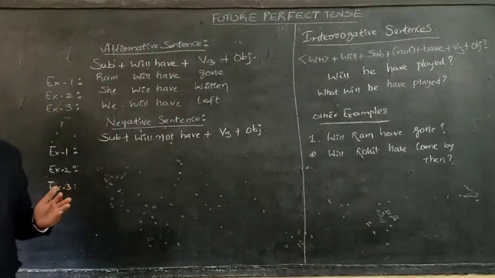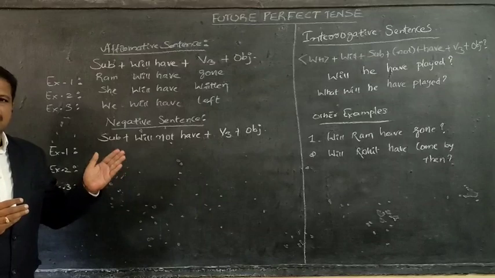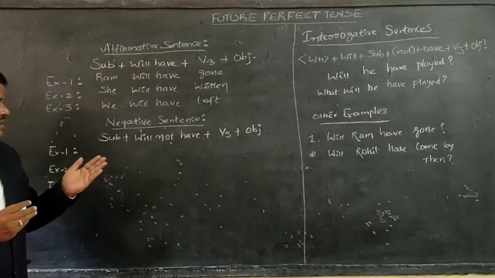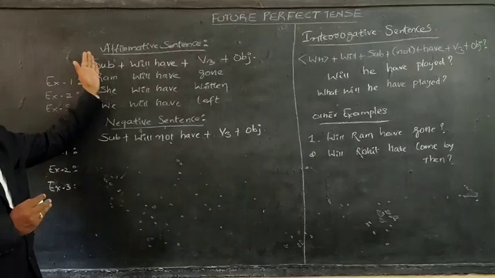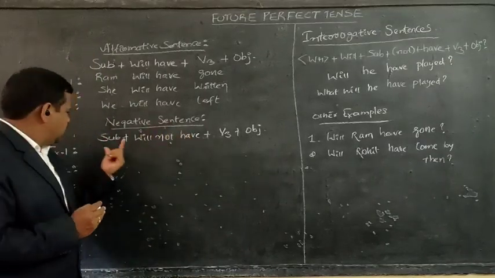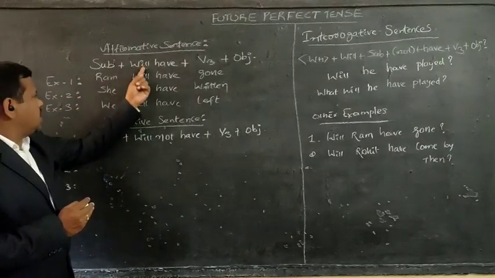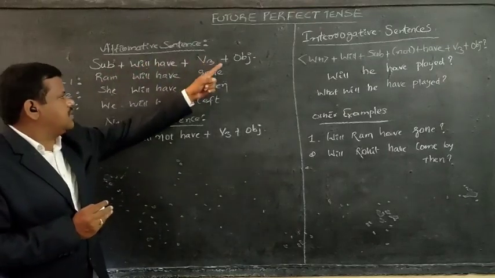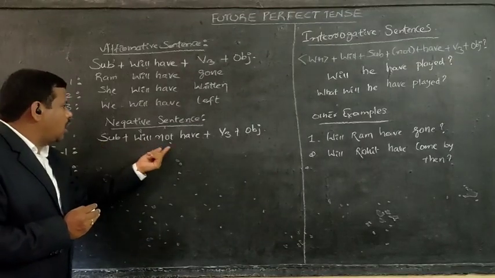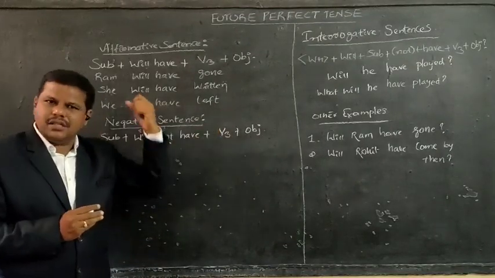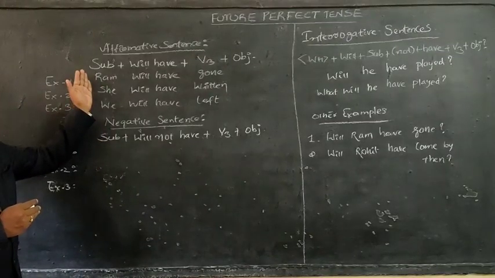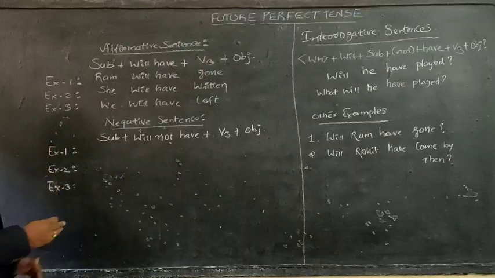Right, from the present tense, all four structures, past tense four structures, even the future tense four structures. Just for the positive or affirmative sentence, we are adding a helping verb plus noun. In this case, what is going to happen? Subject will have plus V3 plus object. Here, in the negative sentence, subject plus will not have plus V3 plus object. Now, in this case, how are you going to write these three examples as negative sentences?